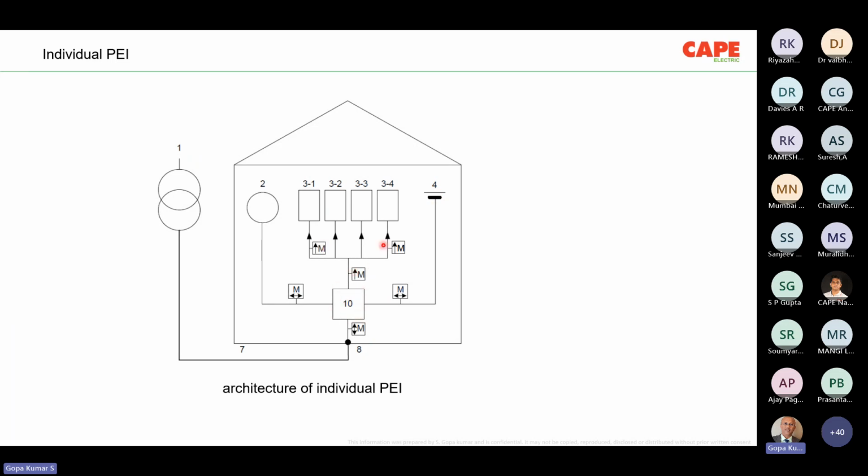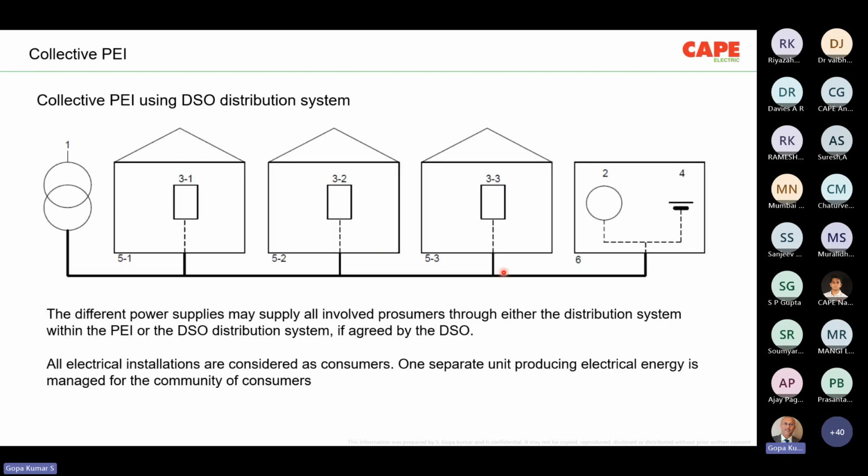And you can find different kinds of monitoring systems, energy meters or measuring equipment, and the direction of current. So typically, the architecture of an individual prosumer electrical installation looks like this. There are different types of PEI. The first one is the individual PEI. The second one is the collective PEI.